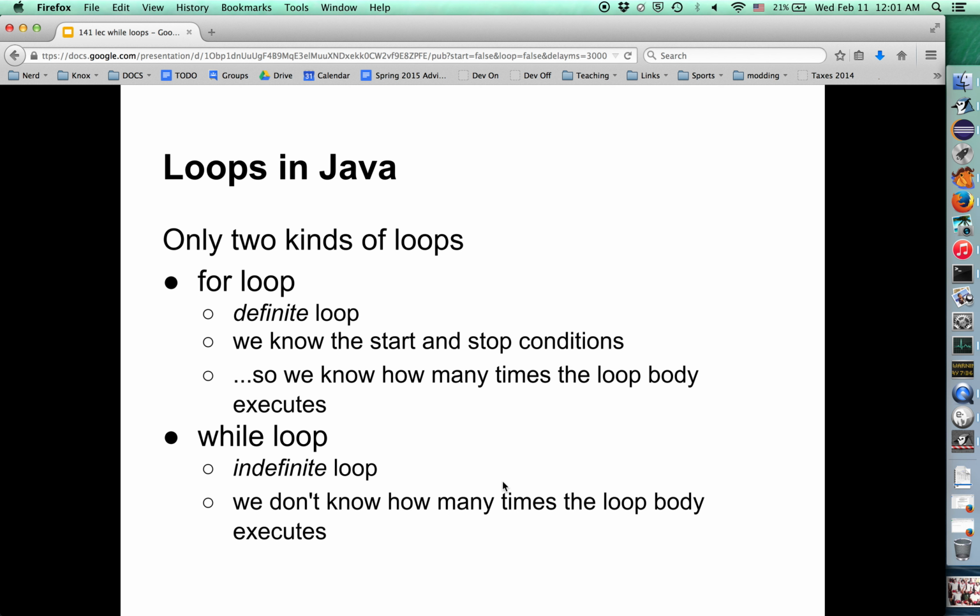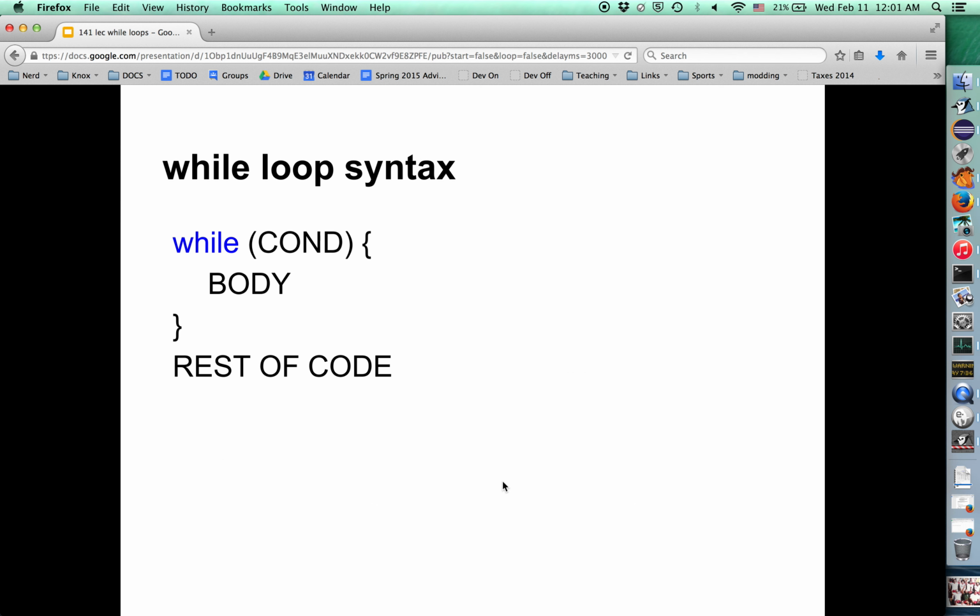While loops, this is an indefinite loop. We don't know how many times the loop body is going to execute. These are actually the only two kinds of loops in Java. There's not like 57 more kinds of loops. There's a thing called recursion we'll learn later, but that's not really a loop.